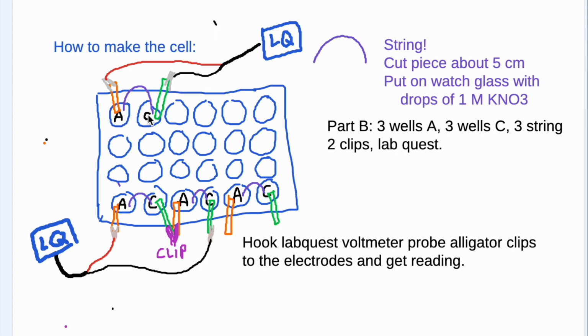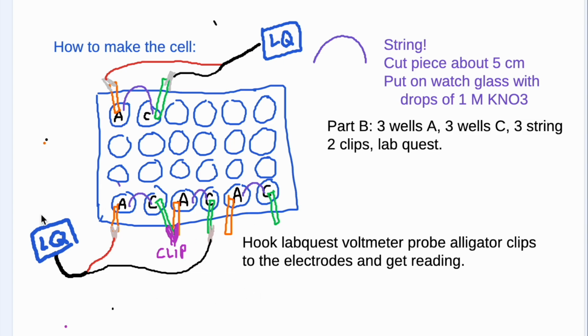You want to compare metal A and C and know the voltage difference between them if you just have one single cell set up. So you have the piece of string connecting them, the metal A inside liquid A, metal C inside liquid C, and then the two clips of the LabQuest voltmeter probe hooked up to the LabQuest to get a reading. So that is a single cell.